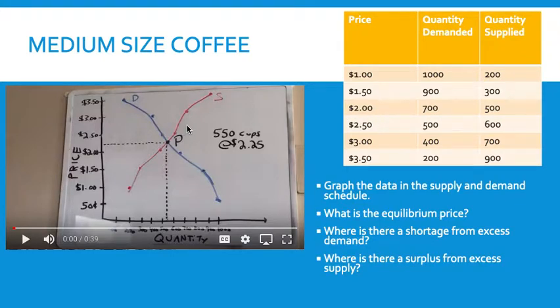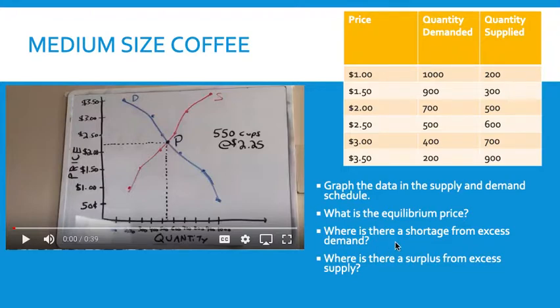And we can see that on this graph, where these lines, as we graph it out at all these different points for both supply and demand, meet at roughly $2.25. And so consumers will want to buy 550 cups of coffee at $2.25, and suppliers would be happy to produce 550 cups at $2.25. So they come to equilibrium prices.